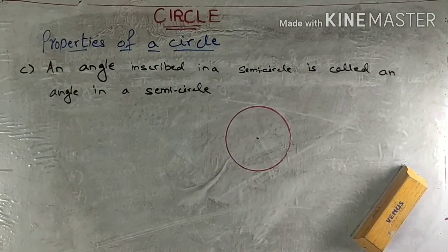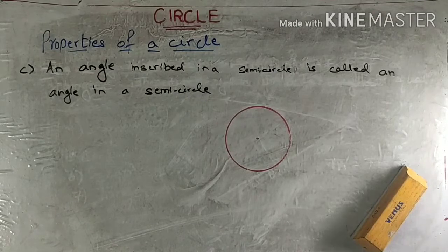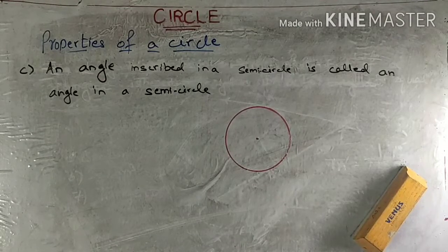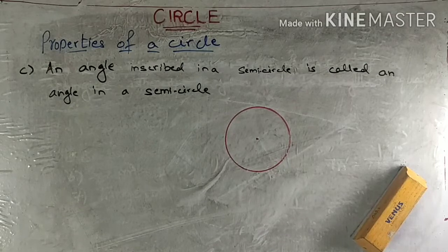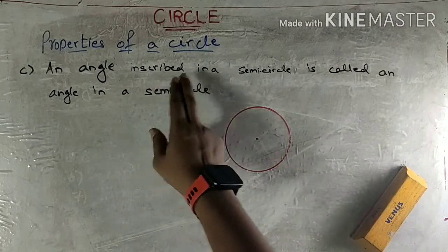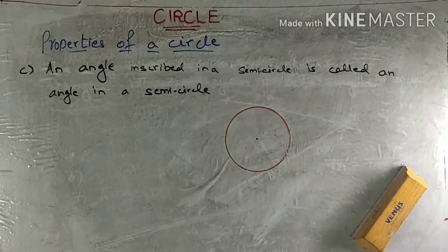Okay, so my third and the last property for the day of a circle states that an angle inscribed in a semicircle is called an angle in a semicircle. First we'll study that and we'll study the second half of the property. Now what does it mean by angle inscribed in a semicircle? How do we know that it's a semicircle?